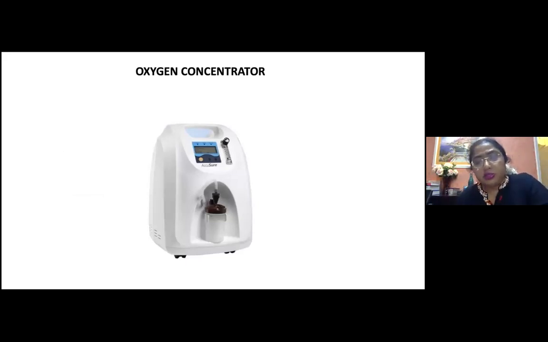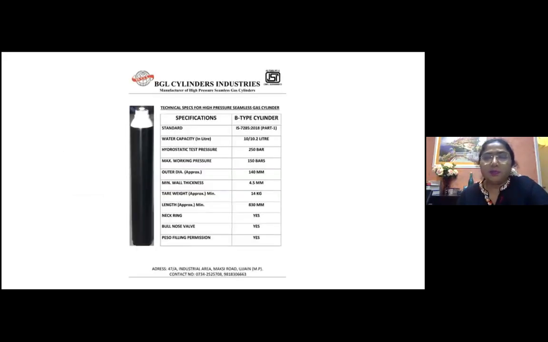Oxygen concentrators, the main problematic part is you do not know whether you are giving 100% oxygen. You may give 4 liters of oxygen, but it may not be the 100% oxygen that you are giving. So that part you have to clarify. And otherwise, you can go in for the oxygen cylinders. Usually the cylinders which are given at home are the B type. Now, this is a standard B type cylinder, which would be 14 kilos in weight. And this would last for about 10 to 12 hours.